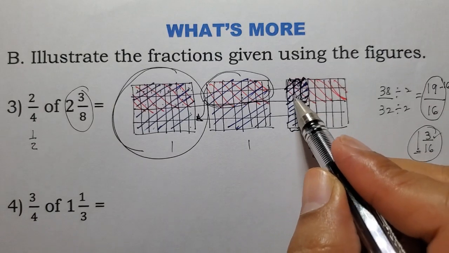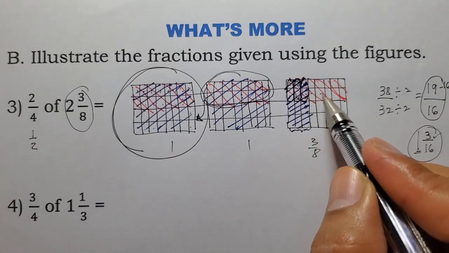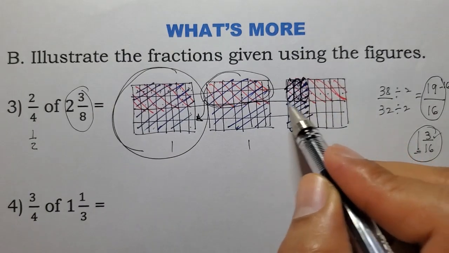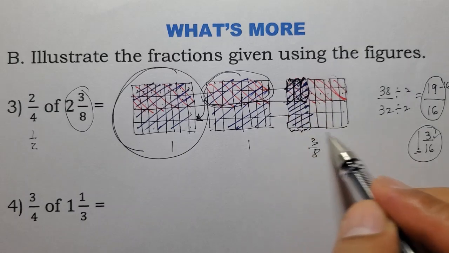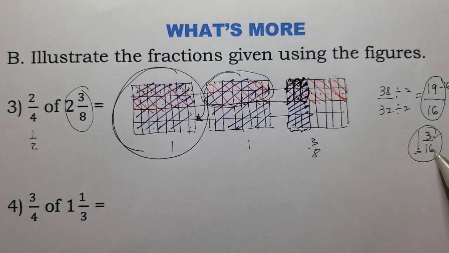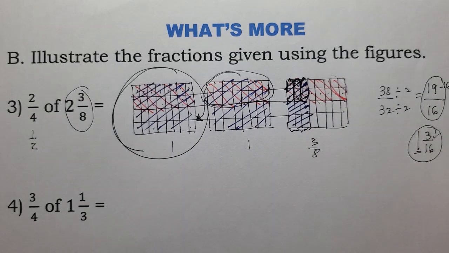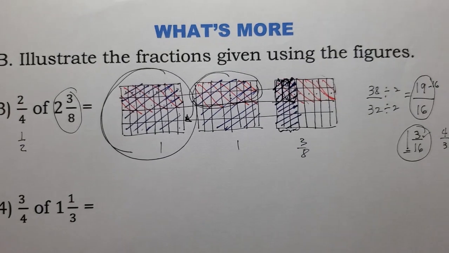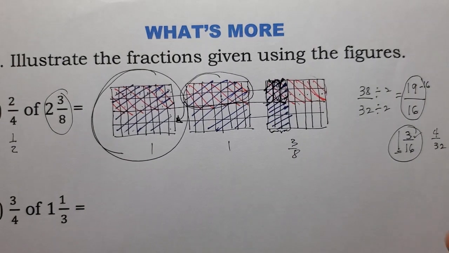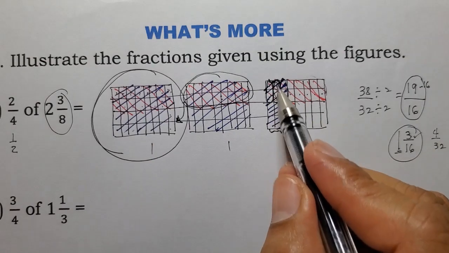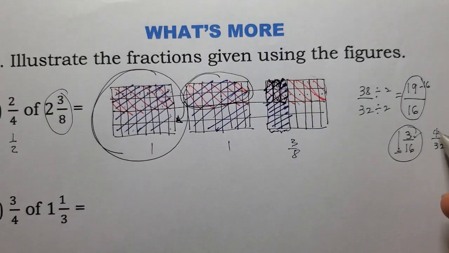And out of 1, 2, 3, 4, 5, 6, 7, 8, we have 8 parts here and another 8 parts here, 16. So 3/16. Or that is also equal to 4/32. Sorry, that's supposed to be 6/32.